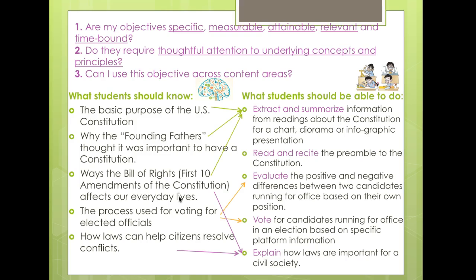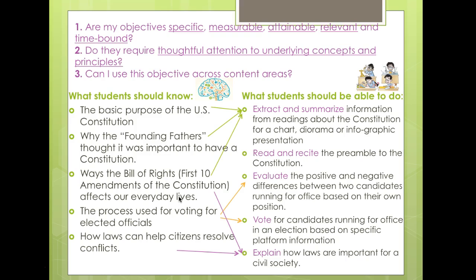So with my little arrows, I'm going to actually further refine this, but for the moment, I want you to look at what students should know. These are more specific than the goals. They should know the basic purpose of the U.S. Constitution. They should know why the Founding Fathers thought it was important to have a Constitution. They should know the way the Bill of Rights affects our everyday lives. These are all different objectives. The process used for voting for elected officials. They should know how laws can help citizens resolve conflicts. So these are all knowledge.